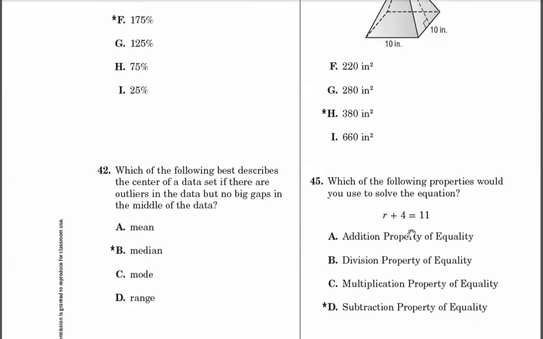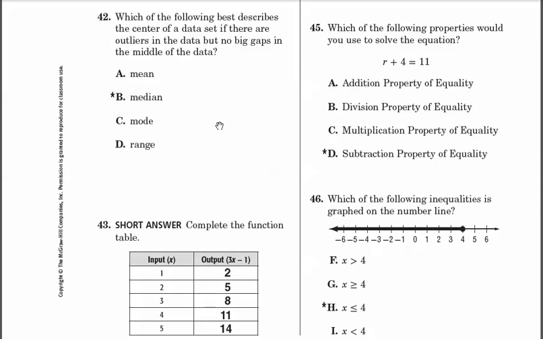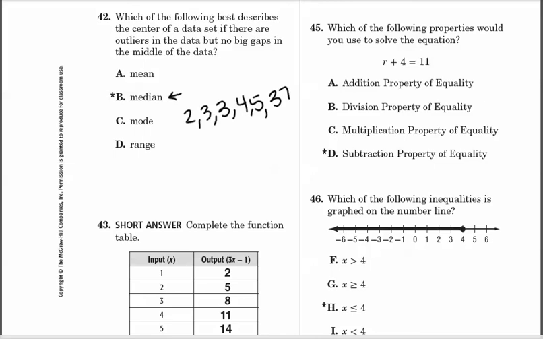Okay, on the next ones, let's look at 42 and 45. 42, which best describes the center data if there are no outliers and no big gaps? The middle number is going to help us if we have an outlier, because an outlier is a really big number or a really, really small number based on whatever your data set is. It's a number that's furthest away. So if this is my data set, if I'm surveying people's ages at a daycare, and then the teacher says that she's 37, all of these are kids, and then the teacher is the outlier.